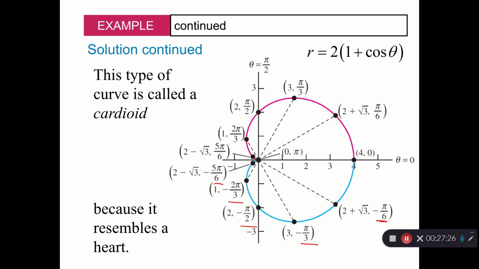All right. Graphing ultimately just takes practice. This particular graph is called a cardioid because it resembles a human heart. But like I said, once you start practicing, all of a sudden graphing becomes just a little bit more fluent.